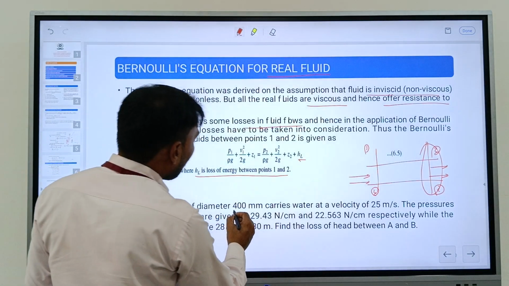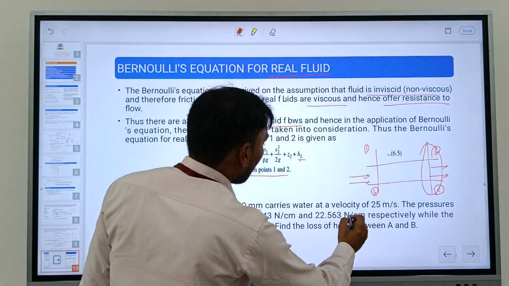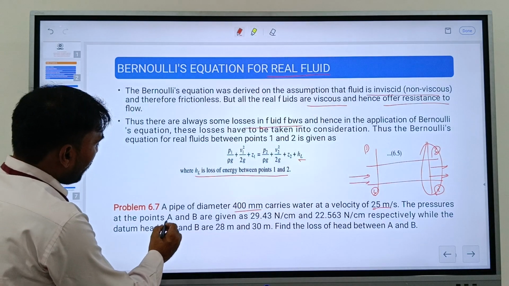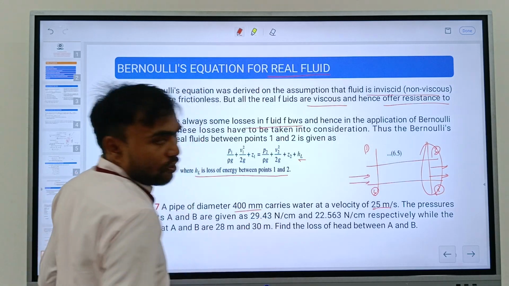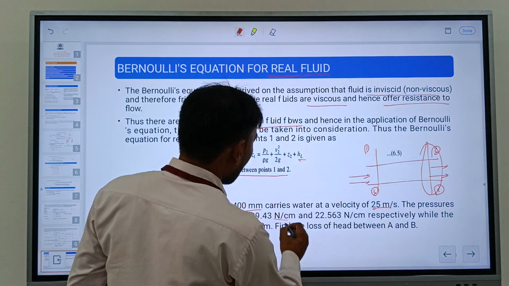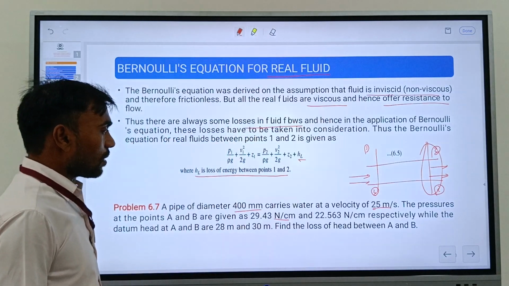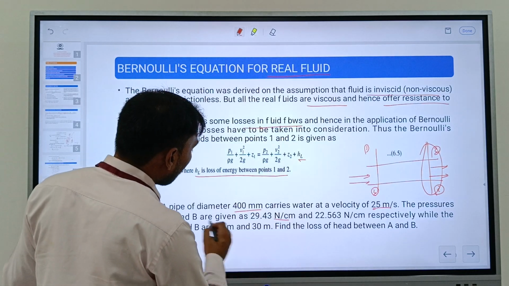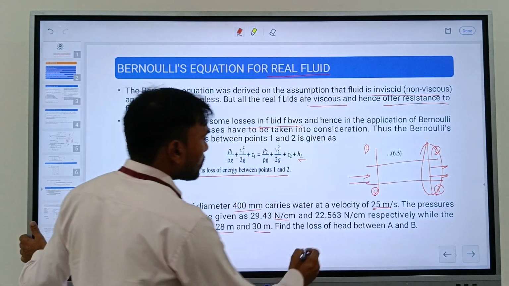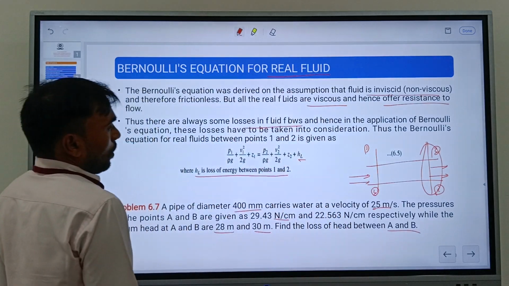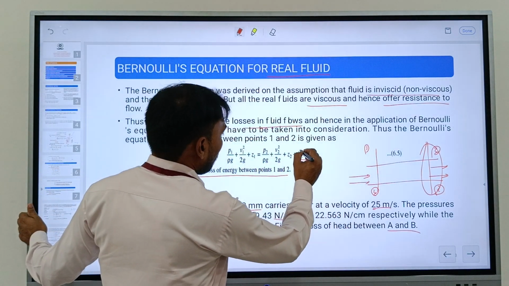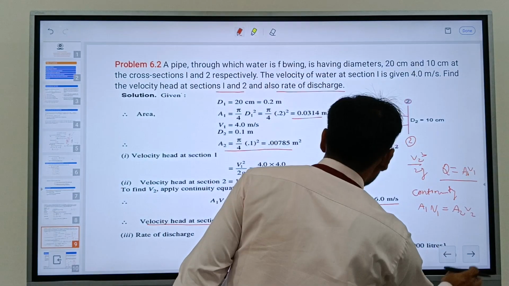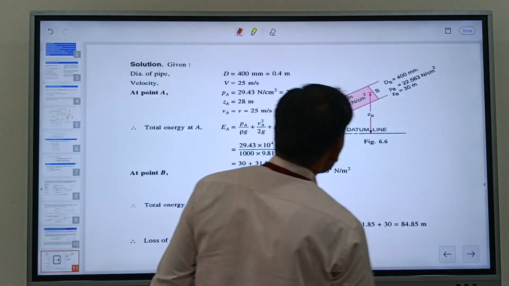A pipe of diameter 400 mm carries water at a velocity of 25 meters per second. The pressures at the points A and B are given as 29.43 Newton per centimeter square and 22.563 Newton per centimeter square respectively, while the datum heads at A and B are 28 meter and 30 meter. Find the loss of head between A and B. Means we have to calculate the value of head loss. Okay, so we have to use the same formula.